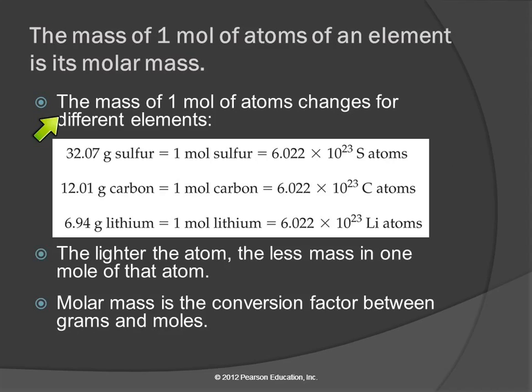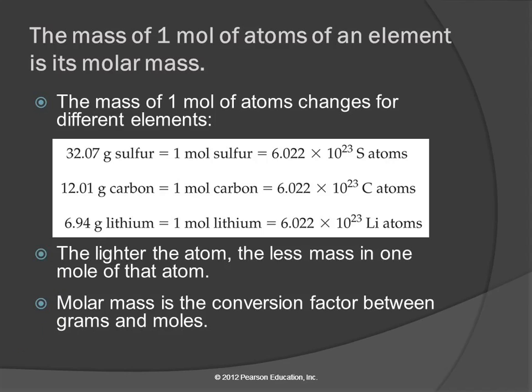Well, that molar mass is going to be different for different elements. A mole of sulfur is going to weigh 32.07 grams. But it's still Avogadro's number of atoms. 12.01 grams of carbon is one mole. Still the same number of atoms. One mole is always Avogadro's number of atoms. But the mass changes. Just like a dozen nails is always 12 nails. But the mass of the dozen nails is going to be different depending on whether they're big nails or small nails. So the lighter the atom, the less mass in one mole of that atom.